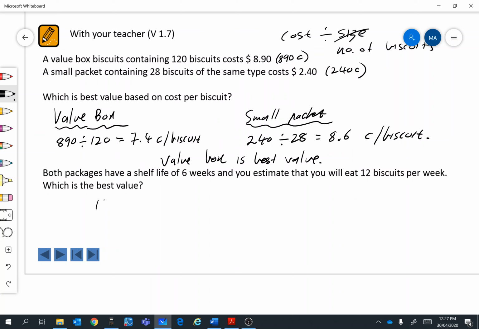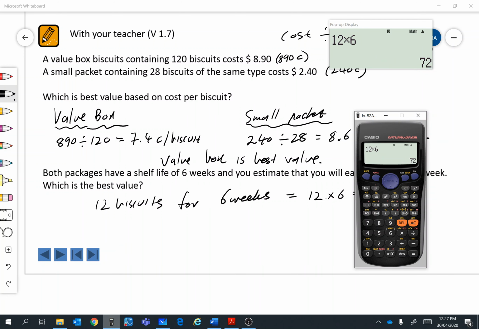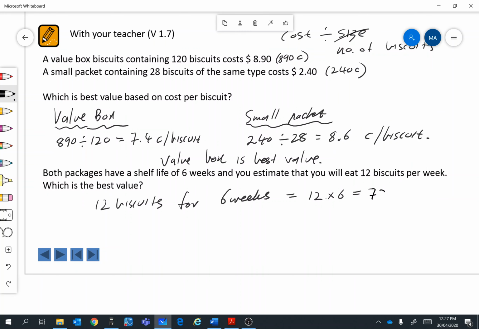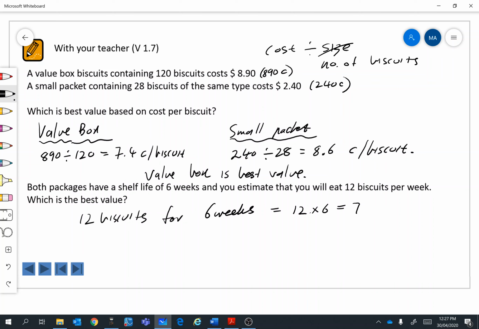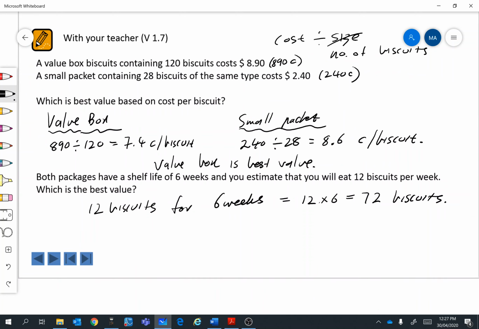Okay, so if you eat 12 biscuits for 6 weeks, that means 12 by 6 biscuits, which is how many biscuits? 72. Right, so 72 biscuits are required. Okay, so how many packets of each type of biscuit box would you require? Well, clearly 72 biscuits is not up to 120 yet, so that's going to be either one value box or how many small packets?